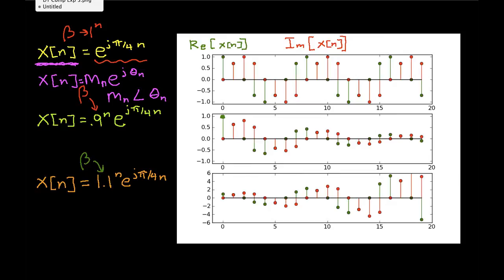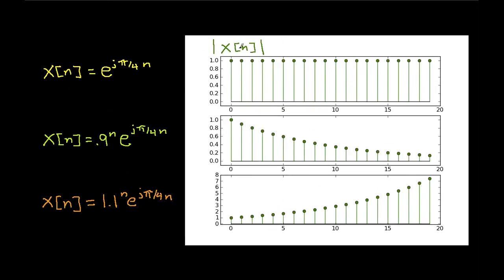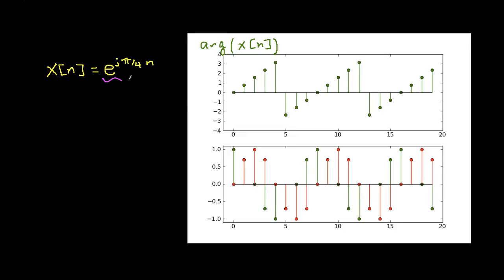If I graph the magnitudes, I get this. This is the magnitude of x of n. You can see that in this first case, where I just have sines and cosines, the magnitude is always 1. When beta is 0.9, the magnitude decreases exponentially, and when beta is 1.1, the magnitude increases exponentially. So the point is just to show that the magnitude of the complex exponential depends on this term, and its angle, which I've also graphed in the next picture, depends on this term.